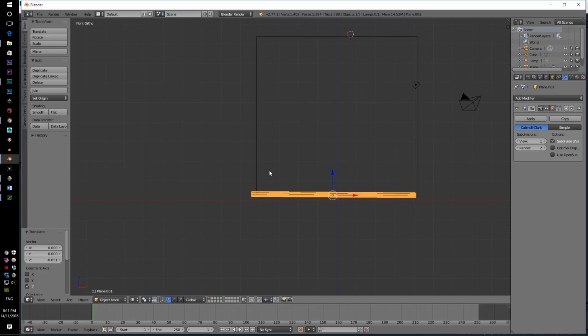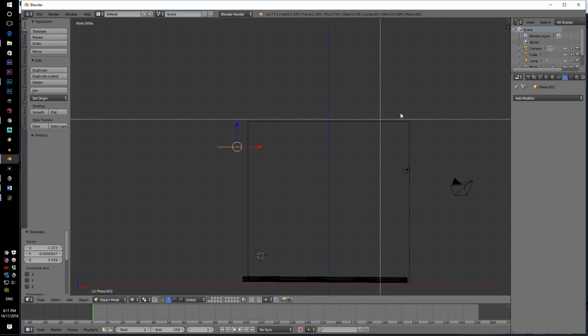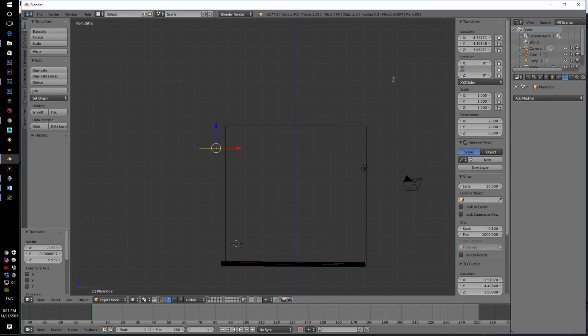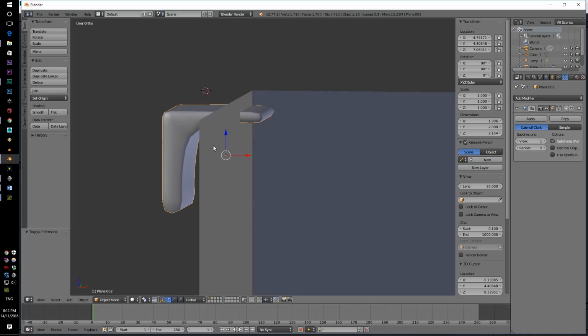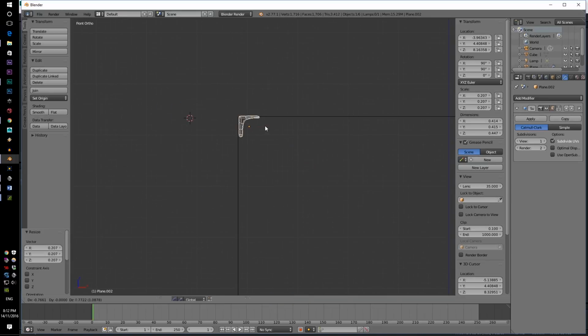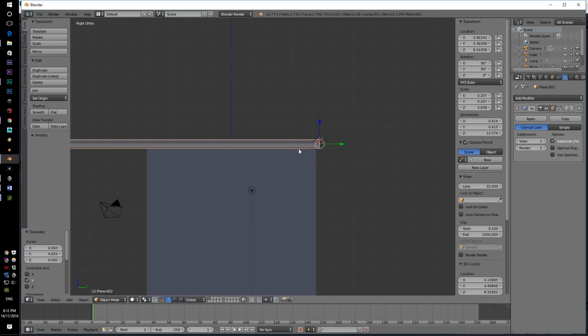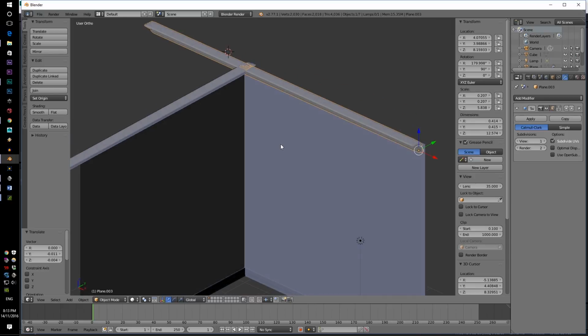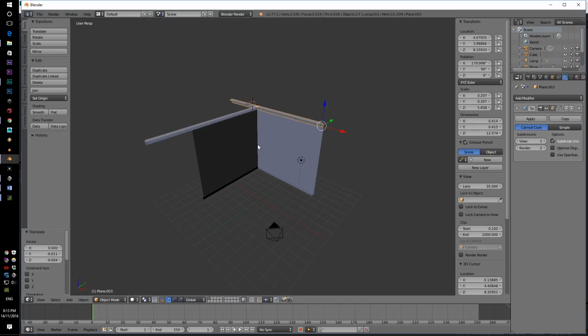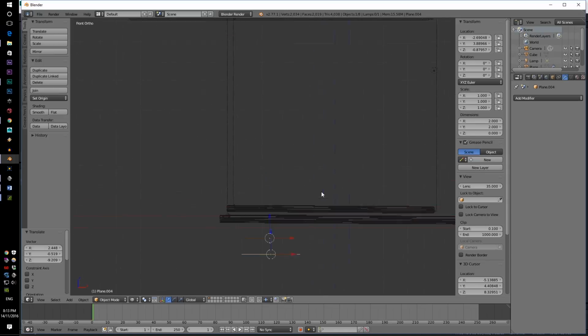For roofs, I usually go with this type of design. You can do it more high poly or low poly. This is just for tutorial's sake. So this is starting to look a lot more like it. And let's just add a ground.